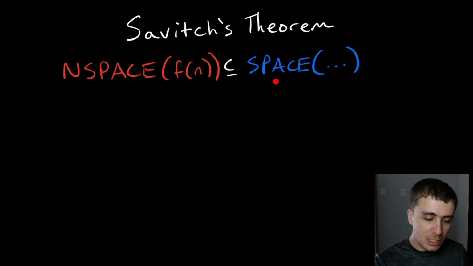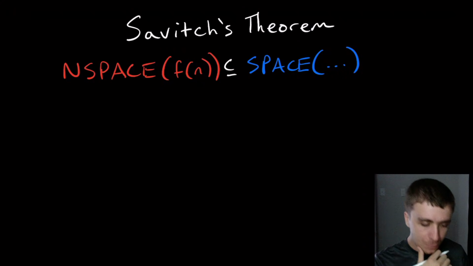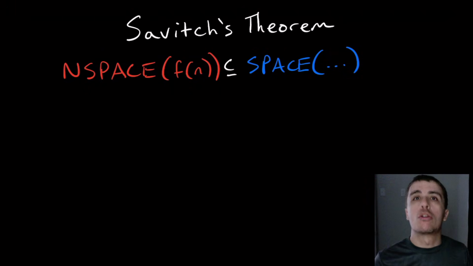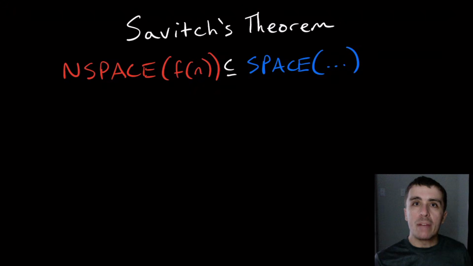So I want to deterministically simulate a non-deterministic thing with as little space as possible. I'm not going to tell you what goes in here yet, which is what Savitch's theorem is. I want to arrive at what it should be, and then we can discuss the implications at the end. So let's just get something on the ground. What could we do to deterministically simulate a non-deterministic thing? Well, we've done this before.